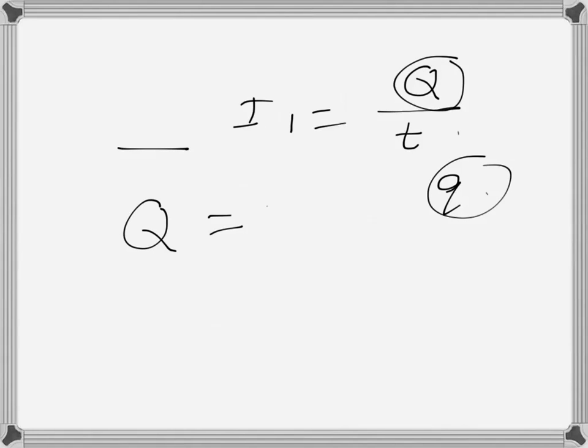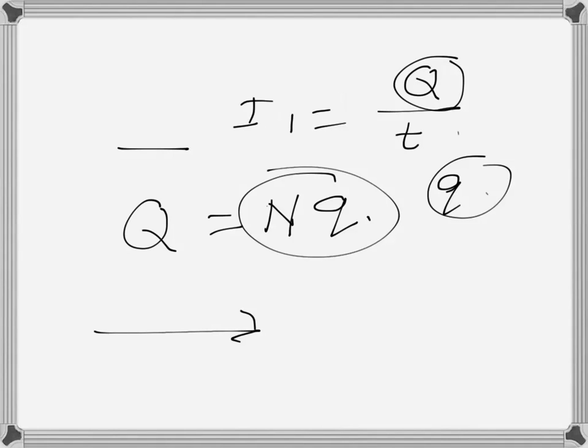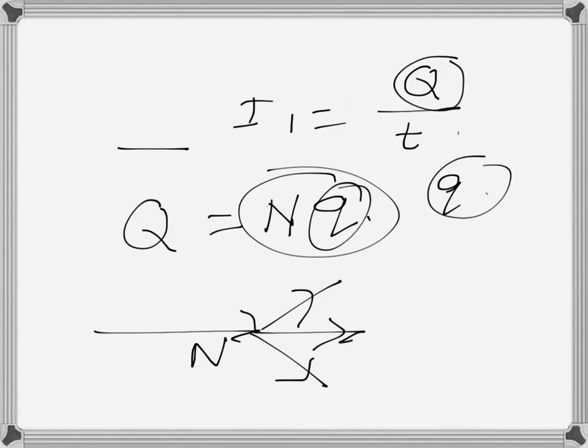So if there are n number of electrons here, we can say nq is the total charge. So when current is entering, this q is always constant, so if n number of electrons are entering, the total number of electrons leaving out has to be also n.